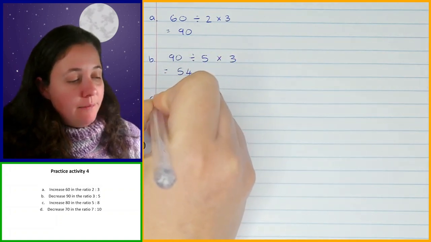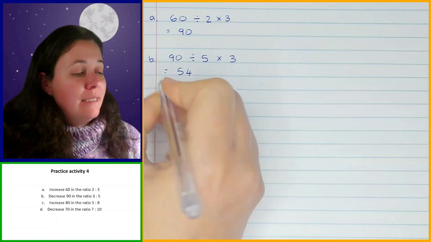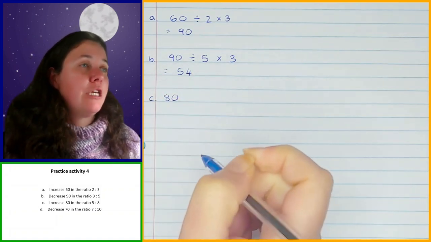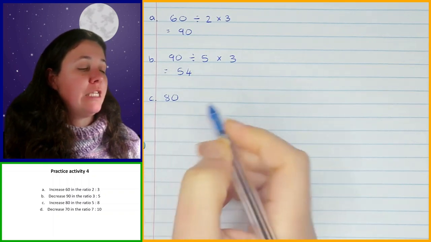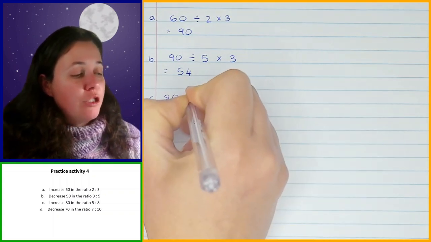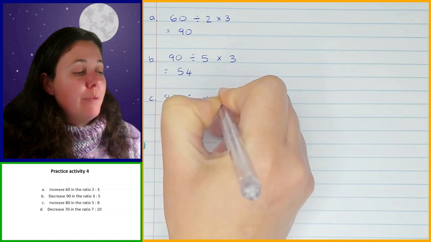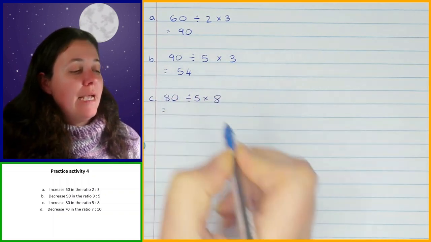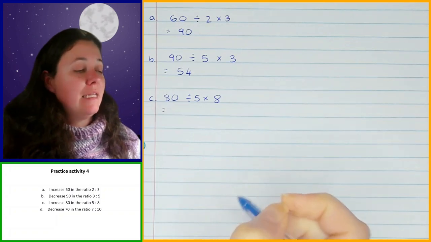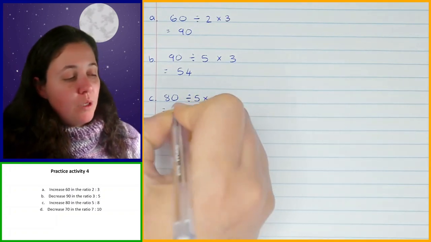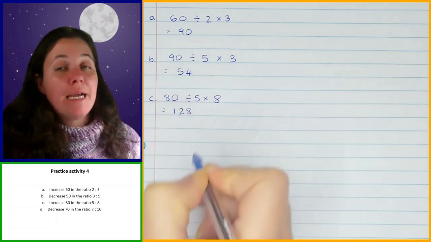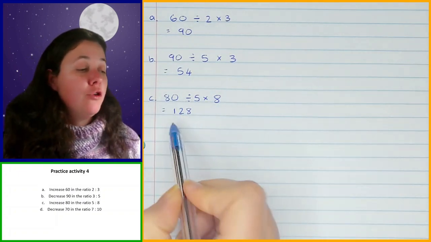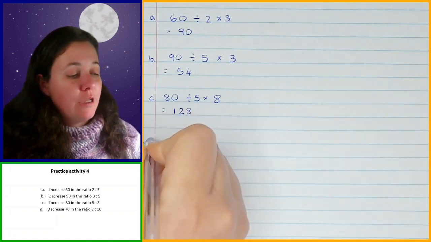Then for question C, we have 80, which we are going to increase in the ratio 5 to 8. So because we're increasing, we need to divide by the smaller number, which is 5, times the bigger number, which is 8. Okay, so 80 divided by 5 is 16, multiplied by 8, and that gives you 128. Now for these questions, you can use your calculator. So long as you are showing what your calculations are, you can use the calculator to work that out. You don't have to do that in your head.